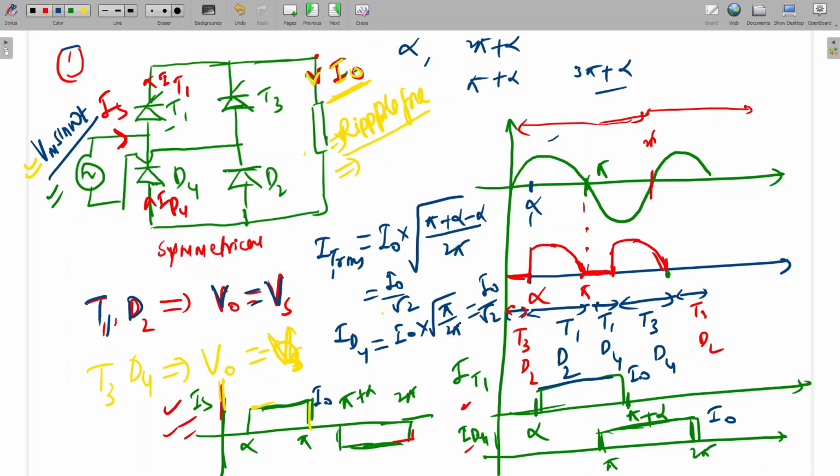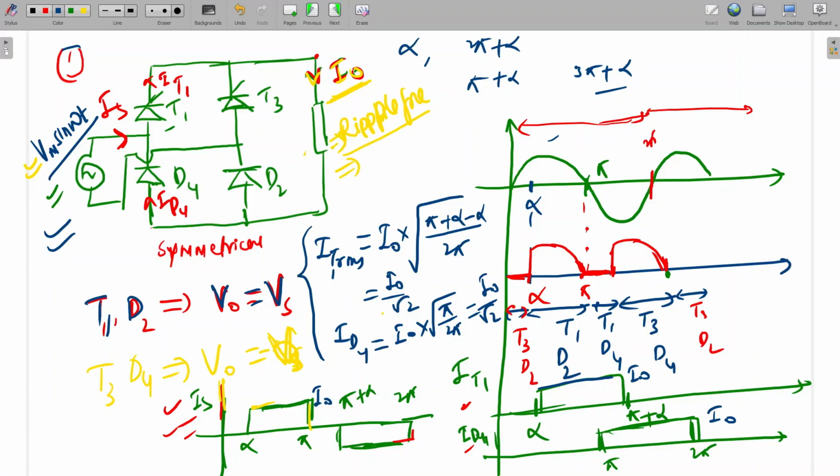Is it clear? The question can be asked like that: some question will be given with the output current, and it can be asked what will be the RMS current of the switch or diode. Both will be I naught by root 2 for this case. Is it clear?